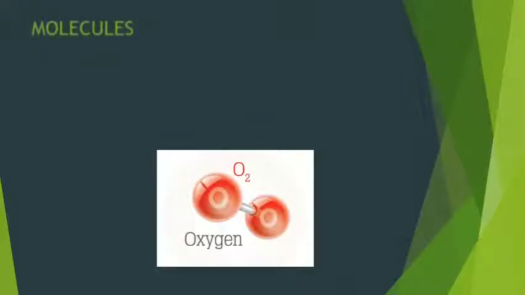Molecules. So we have seen what is atom so far. Now we are going to look at what is meant by molecules. How does the molecule form? Whenever two atoms chemically combine with each other, they form a molecule. Not only two atoms, it might be more than two. Whenever two or more than two atoms chemically combine, they form molecules.